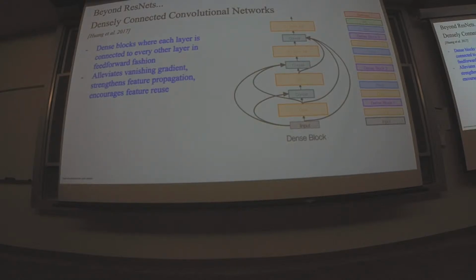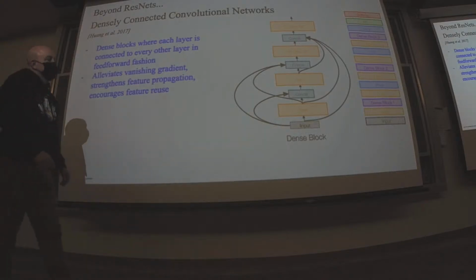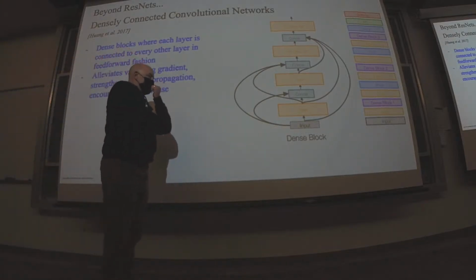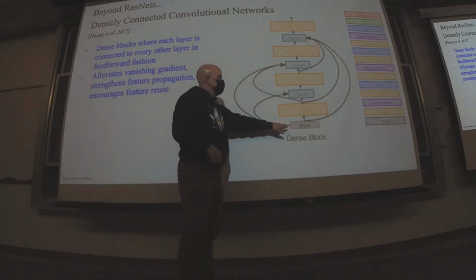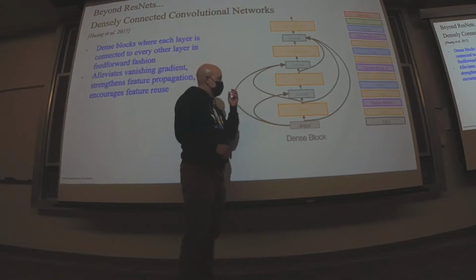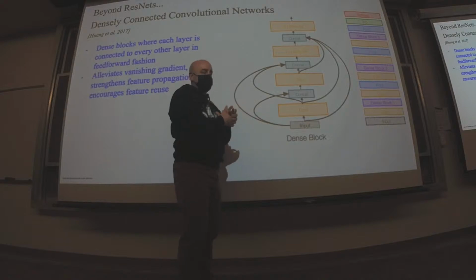And one very popular network that is in the spirit of ResNets, but takes it to the next level in some sense, is what are called dense nets. The paper's called densely connected convolutional networks, but the networks themselves are known as dense nets. And what you have now are these dense blocks. A little bit like ResNets, you have these skip connections, but basically you have skip connections wherever you can possibly put them.